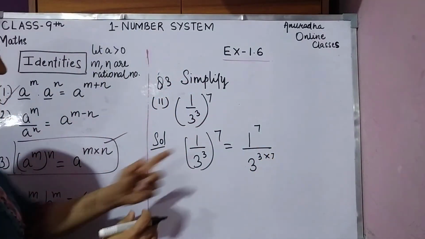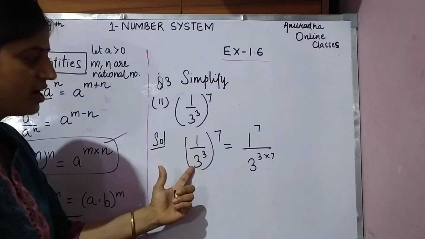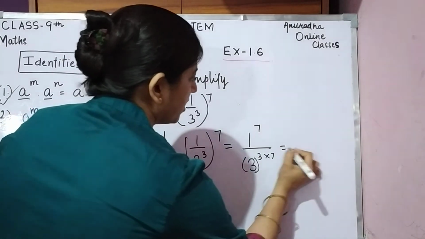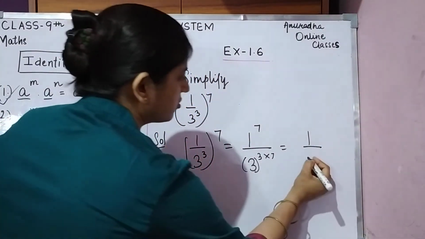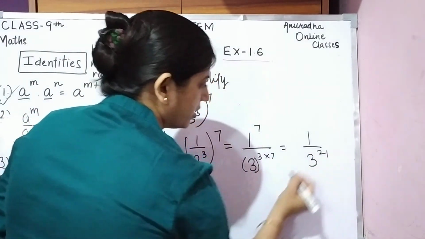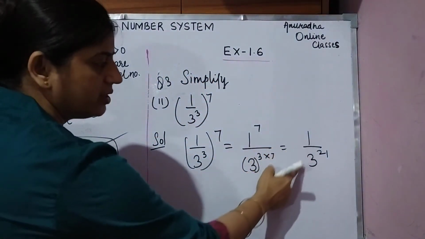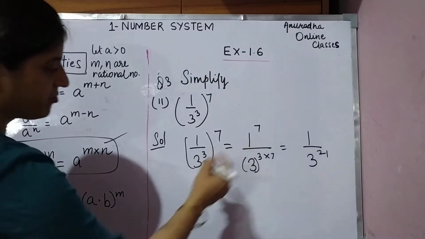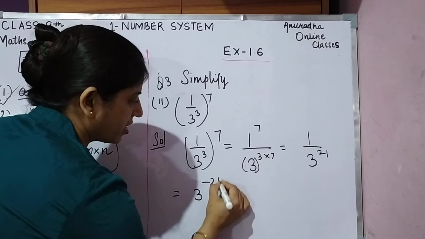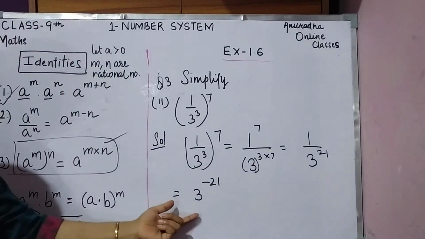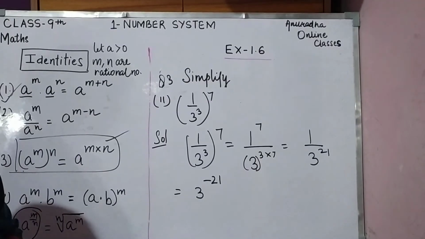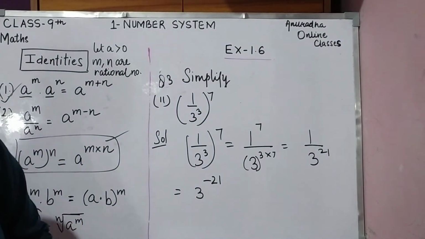Okay, that means 7 is power of both 1 and 3. So it will be 1 only, and here 3, and this is 7 3s are 21. So either you can write it like this, या फिर हम इसको ऐसे भी लिख सकते हैं 3 to the power minus 21. Okay, so both are correct. You can write it in this way. Okay, come to the next one.